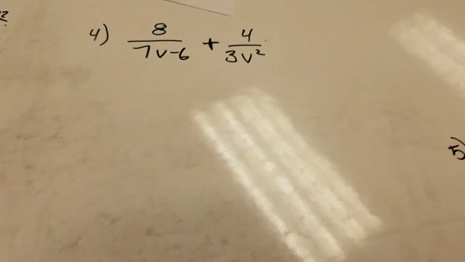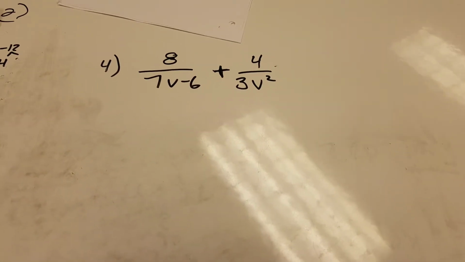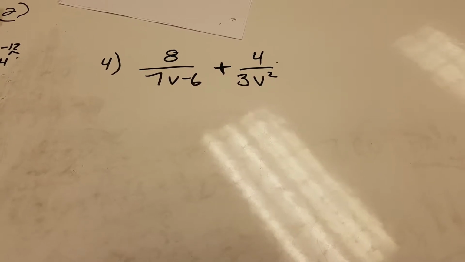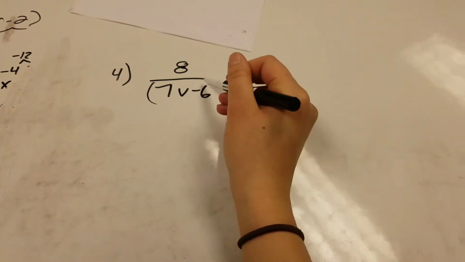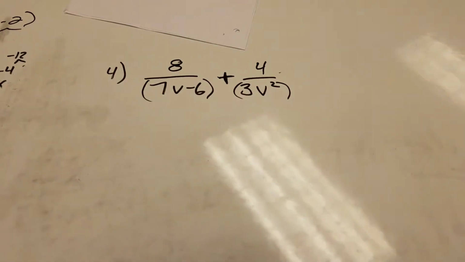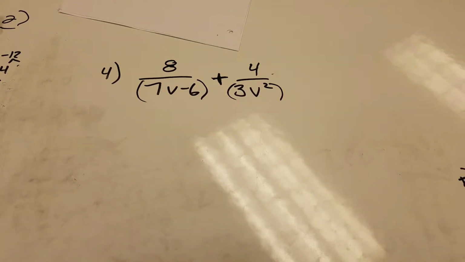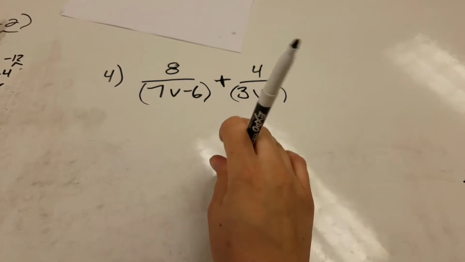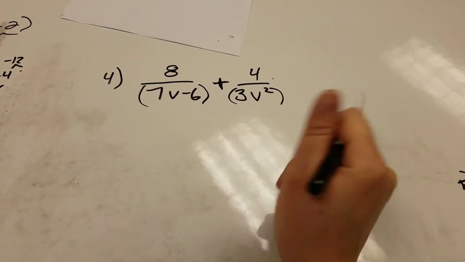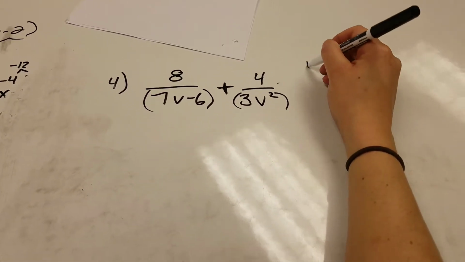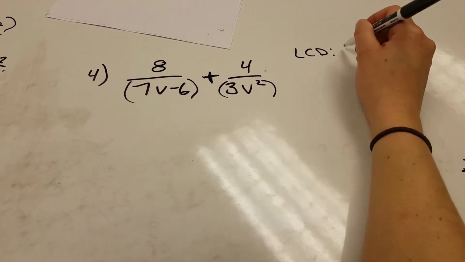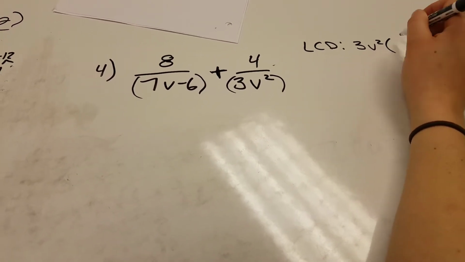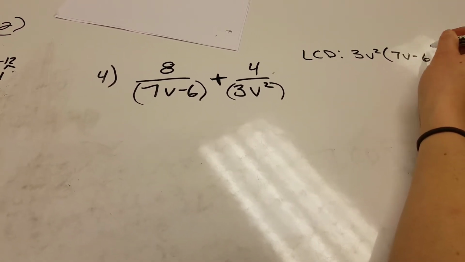So number 4, we have 8 over 7v minus 6 plus 4 over 3v squared. So a couple things. These are both terms in itself. So we can't just look at the 7v and the 3v squared. It doesn't work like that. So there is nothing in common. So our LCD is going to be both terms multiplied together. So 3v squared times 7v minus 6.